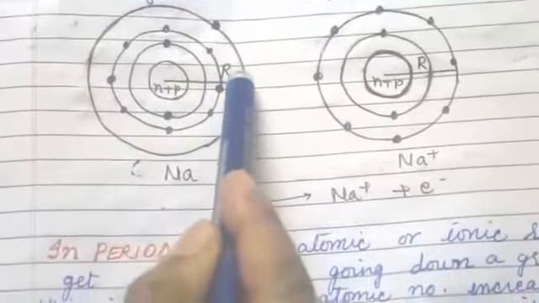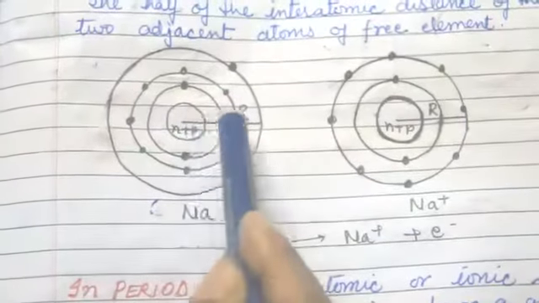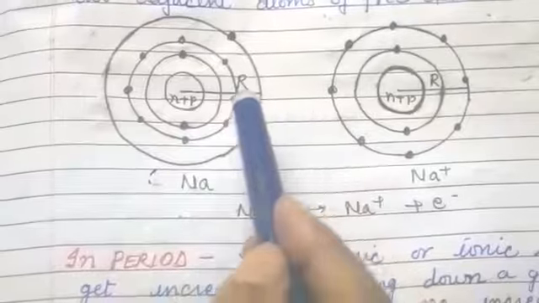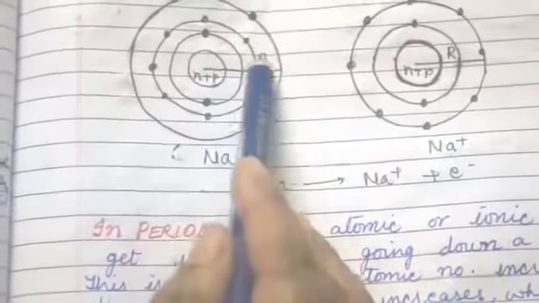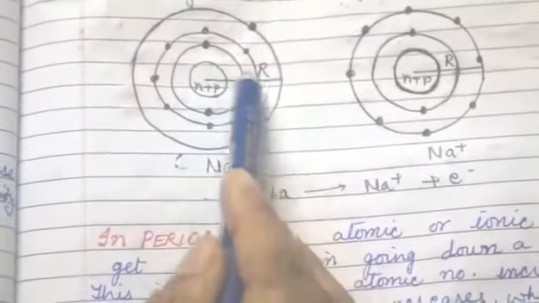This is the radius. If we talk in plural, then it is radii. So this is atomic radii or ionic radii.